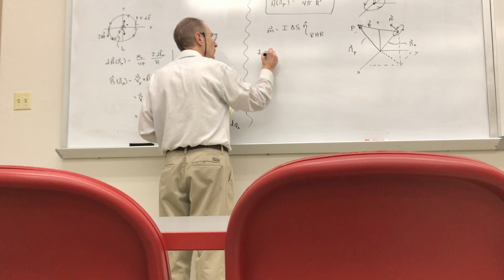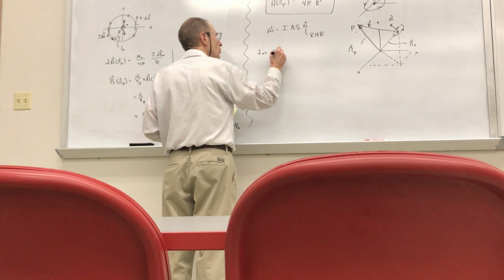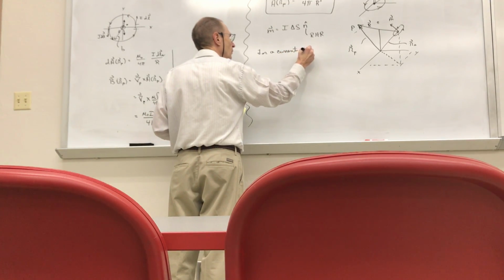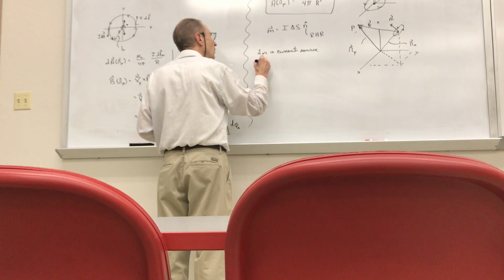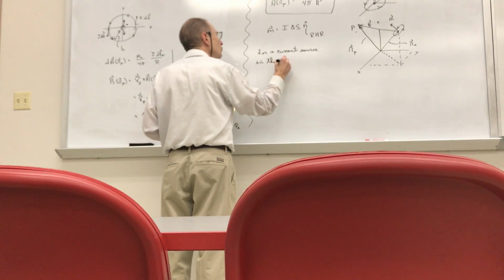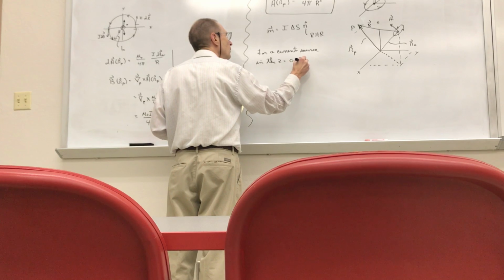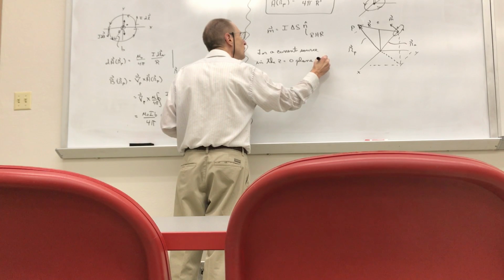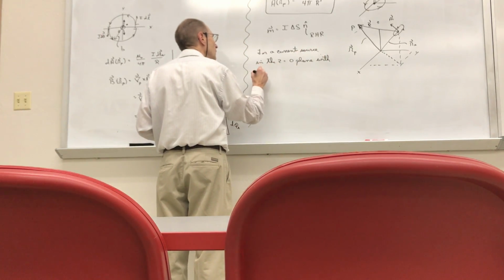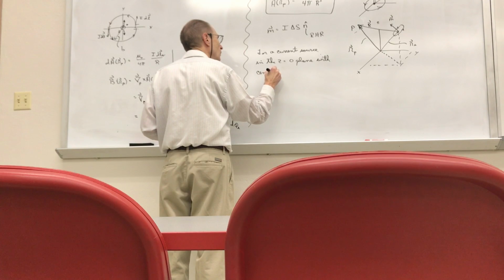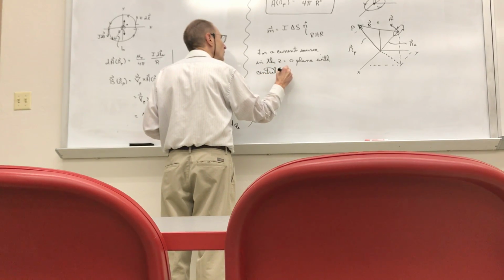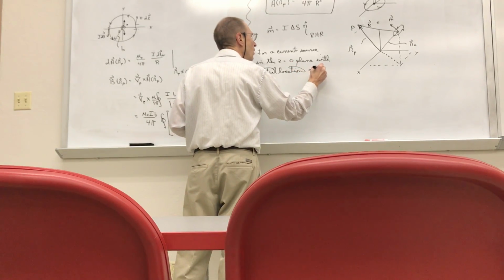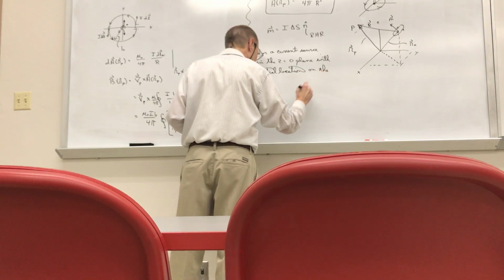For a current source in the z equals 0 plane with central location at the origin.